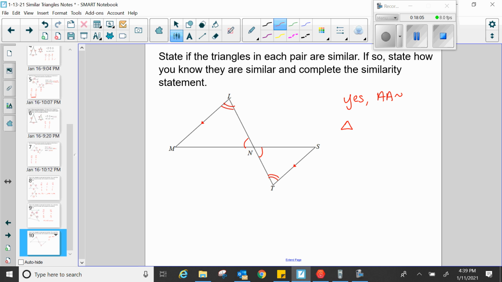And then the similarity statement, I'm going to call the top one triangle MLN. And if I call the top one triangle MLN, then I would say M matches with S, and L matches with T, and N matches with N. So I would have to call the other one triangle STN.